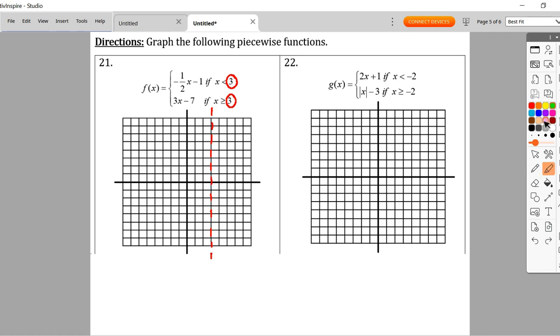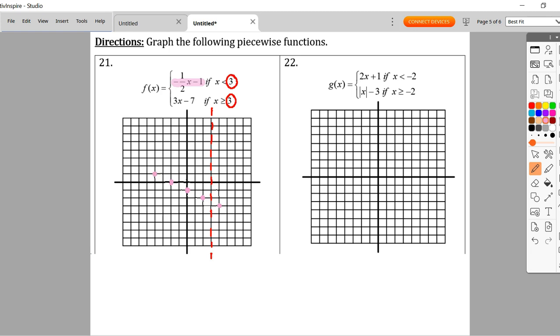So I'll again color code here. I'll do pink for the first one, telling me it is f of x equaling -1/2 x minus 1. So that is y equals mx plus b, so I have to start at the -1 here. Then I do a slope of -1/2, and I graph a few points.